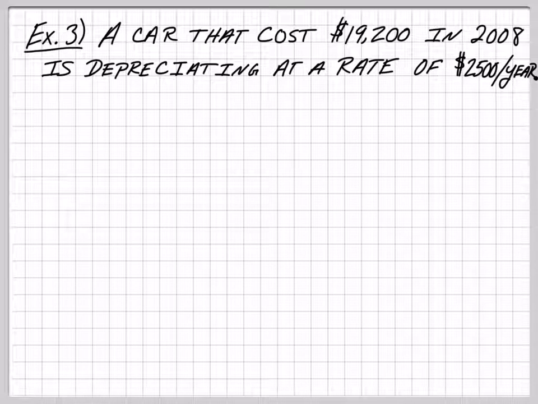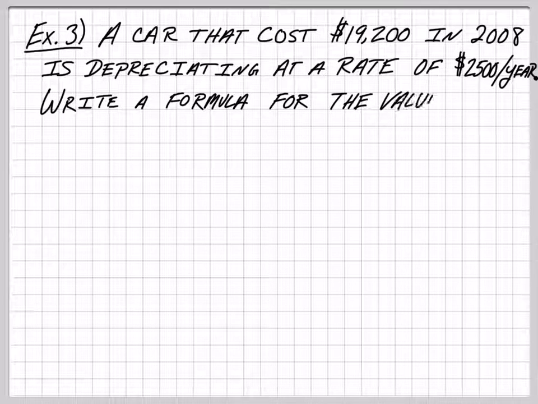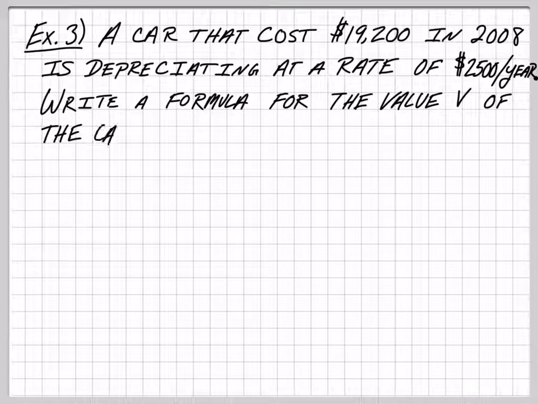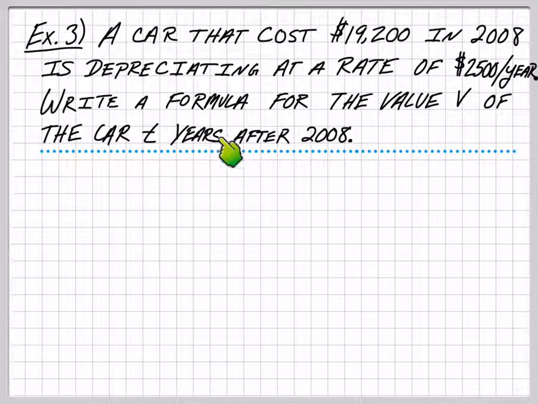So we don't have a formula yet, and that's actually the question I'm going to ask you. So the next piece here, I want you to write a formula for the value V of the car T years after 2008. So we're not using X and Y in this example, although we can start with using those because sometimes kids relate to those a little bit easier. In this case, we're going to use V and T when we get done, though.